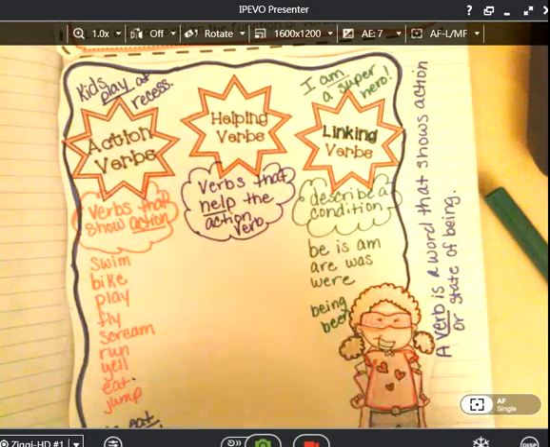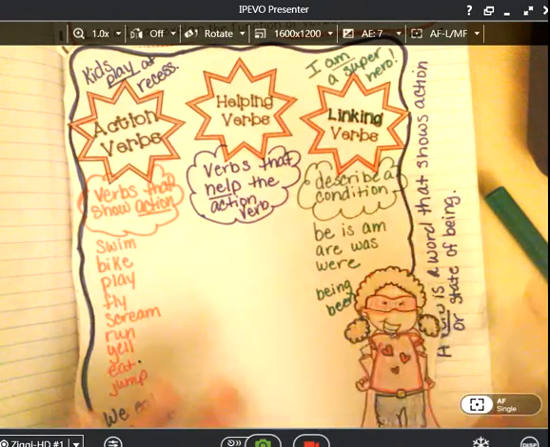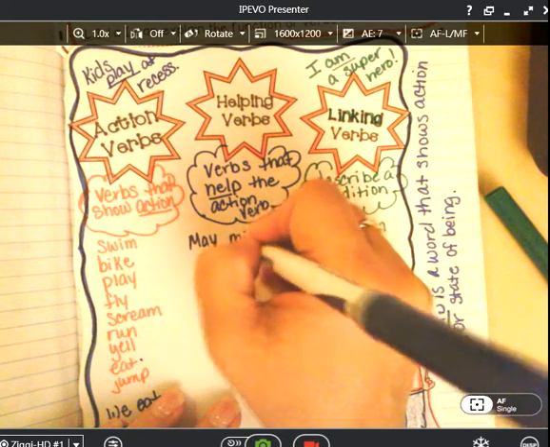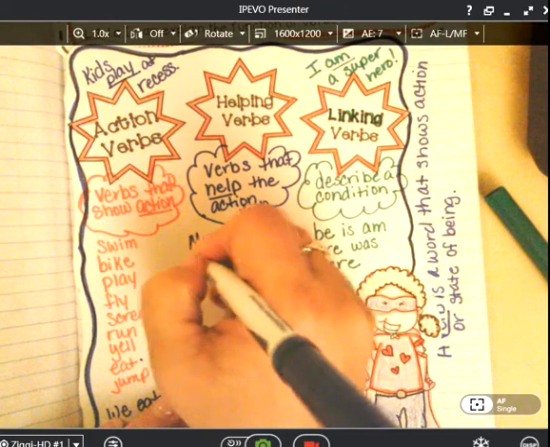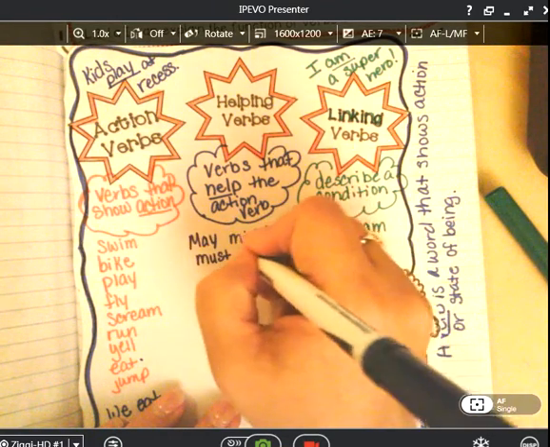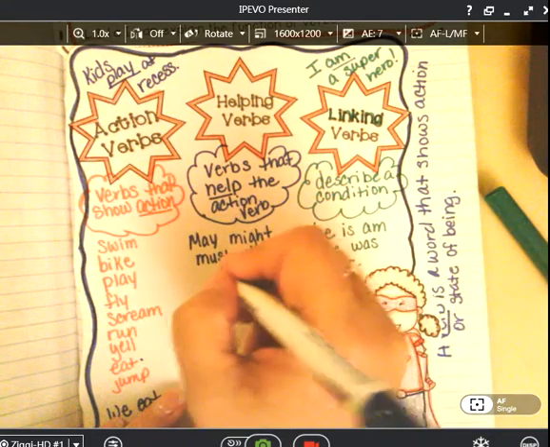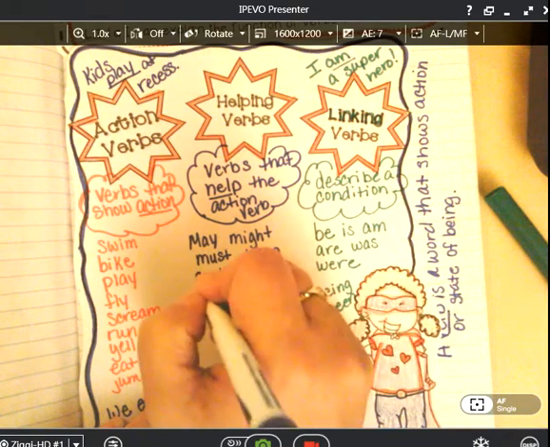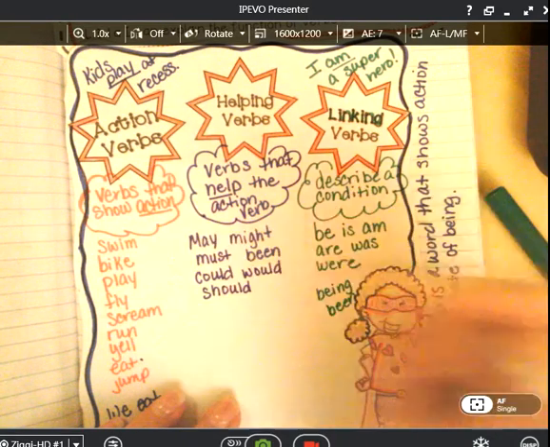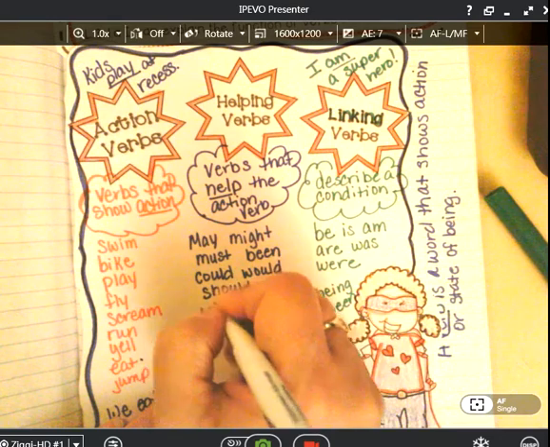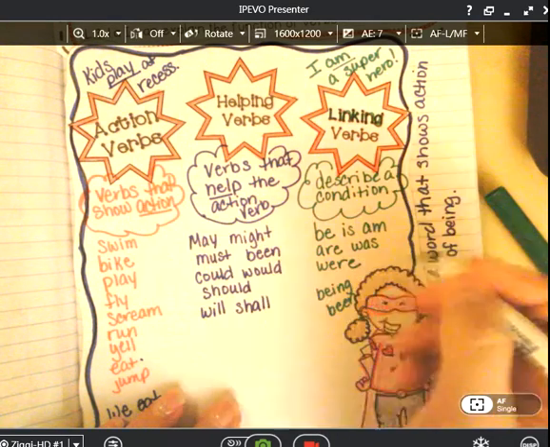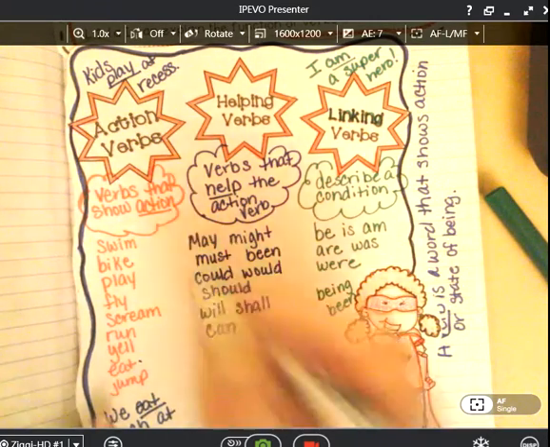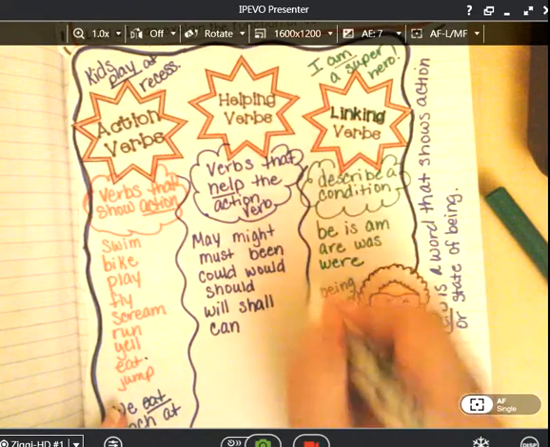Okay? And the words that are the helping verbs are may, might, must, been, could, would, should, will, shall, and can. Okay, so let's put a little line through here so that we can tell the difference of what we're talking about.